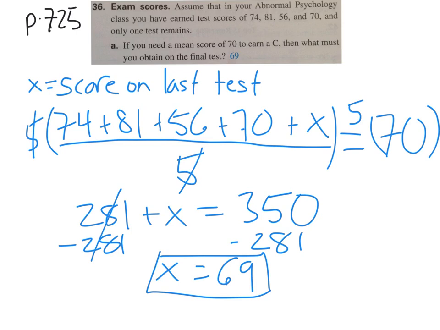Again, you're just kind of playing around with averages, so make sure you focus on what you're looking for, which is X, the score on the last test. Set up what a 5-test mean would look like, add up all 5 scores, divide it by 5, and you want that mean to be equal to 70, and then it just becomes basic algebra to solve for X.